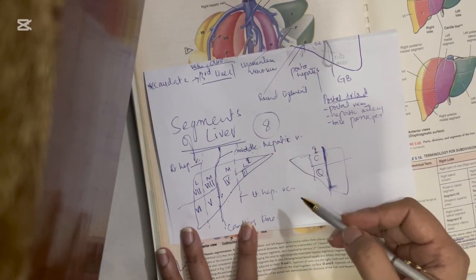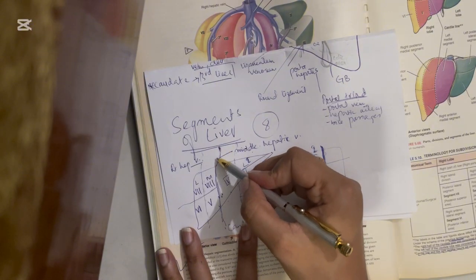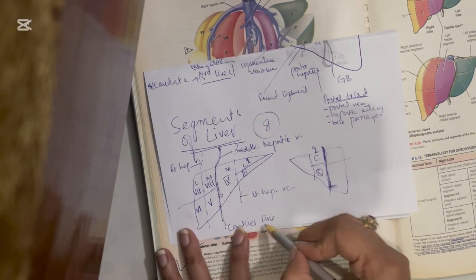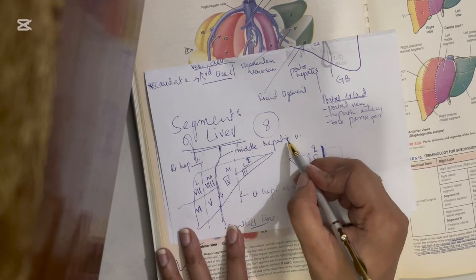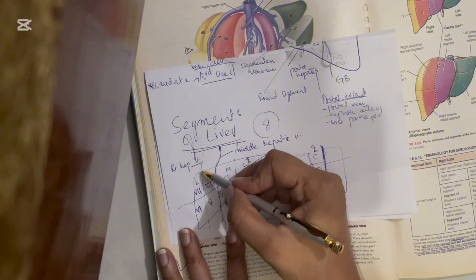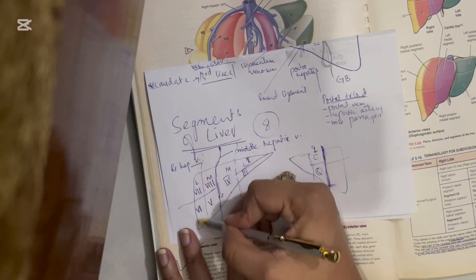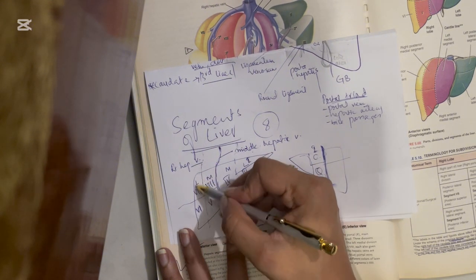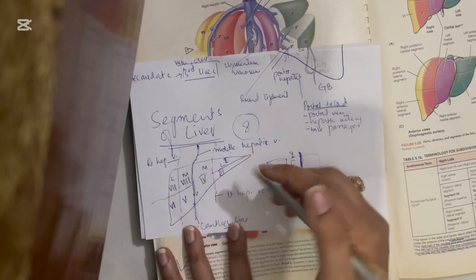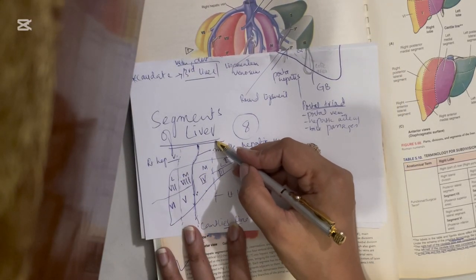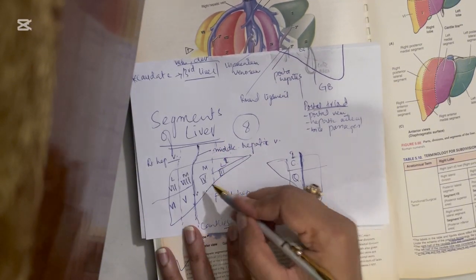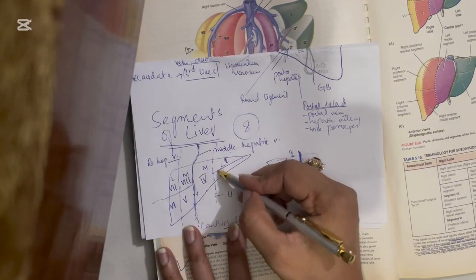I'll repeat this once again. First is the main portal fissure, which is marked by an imaginary line called Cantlie's line, through which the middle hepatic vein passes. Then the next one is the right portal fissure in the right lobe, which divides it into a lateral division and a medial division through which the right hepatic vein passes. Then the left lobe is divided through the left umbilical fissure through which the left hepatic vein passes, and it divides it into a medial division and a lateral division.